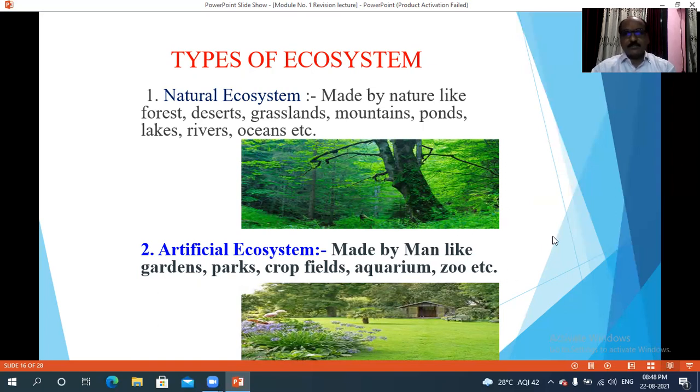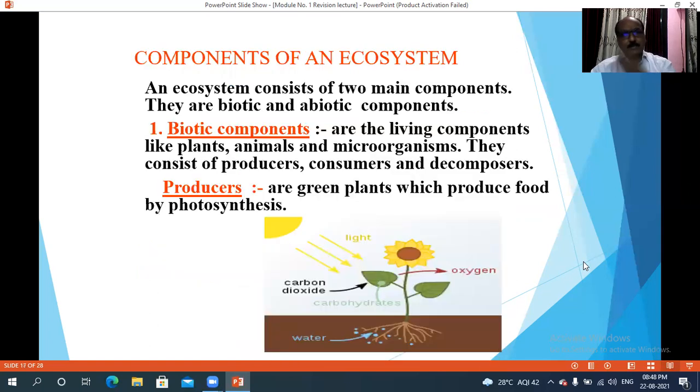Then artificial ecosystem means the ecosystem which is made by man, like gardens, parks, crop fields, aquarium and zoo, etc. You see, dear students, it is a garden. So it is the example of artificial ecosystems. After that, dear students, next I will explain about components of an ecosystem.